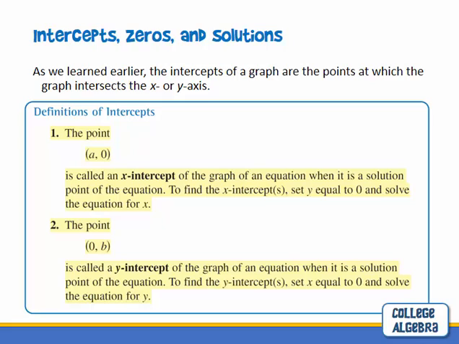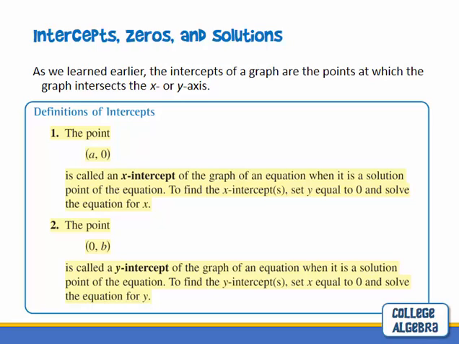Solutions to equations are very closely related to x-intercepts, but the intercept is where the graph intersects a particular axis, so you can have x-intercepts and y-intercepts. And at the intercept, the other coordinate is 0. So at the x-intercept, you have a certain x-coordinate, the y-coordinate is 0. At the y-intercept, the x-coordinate is 0.